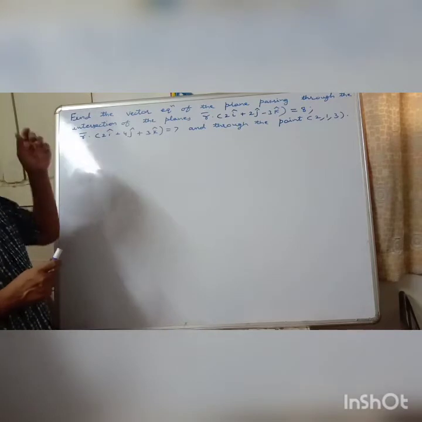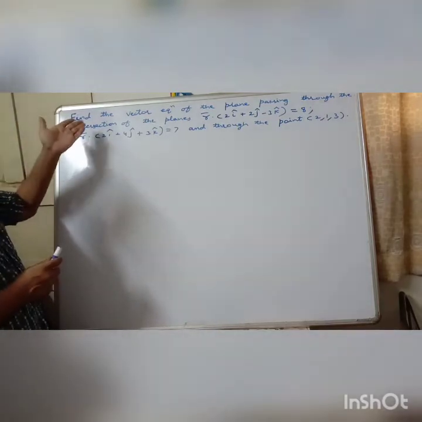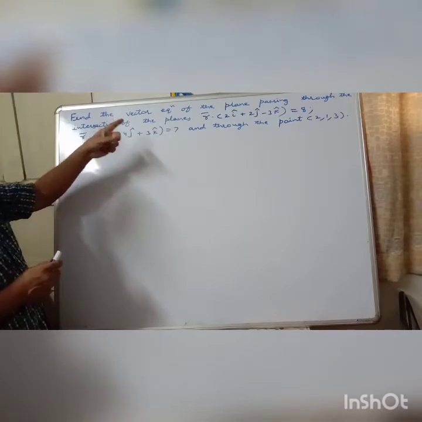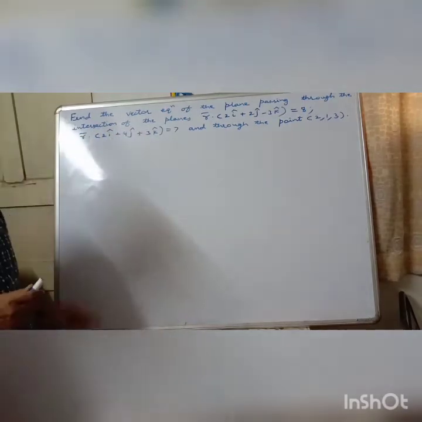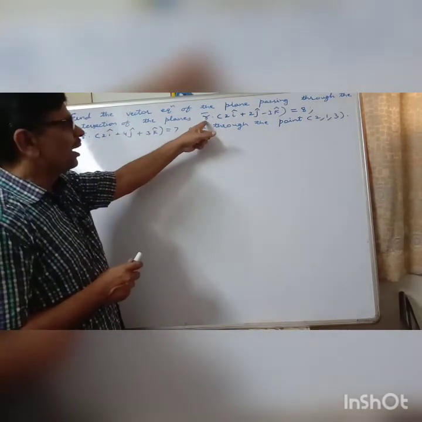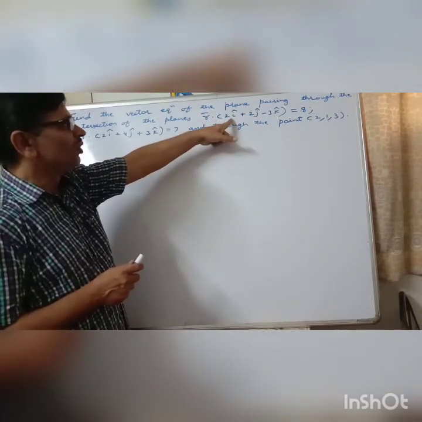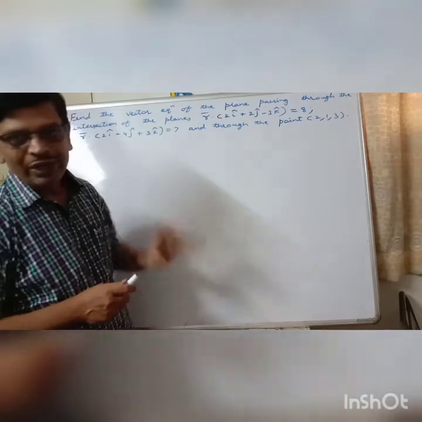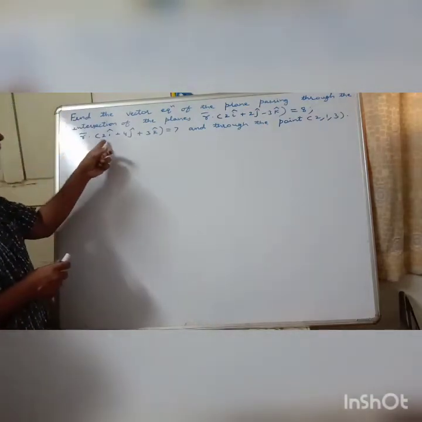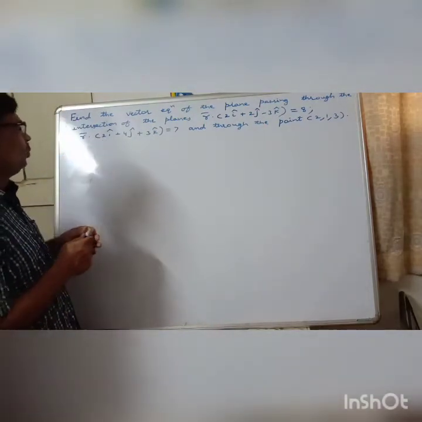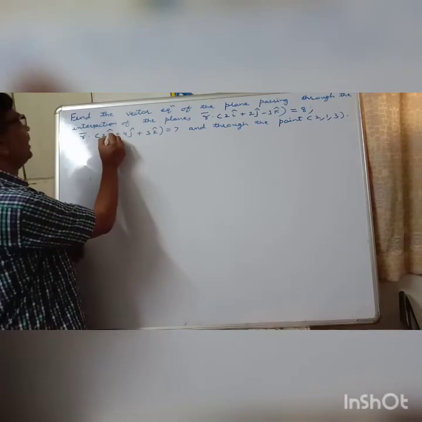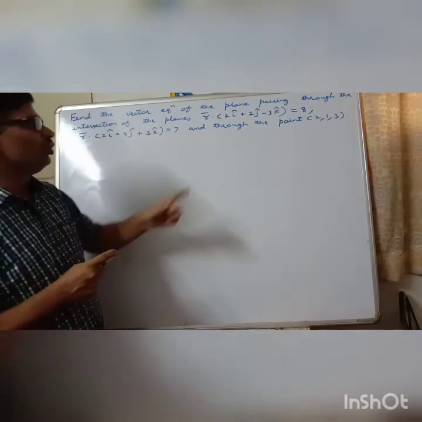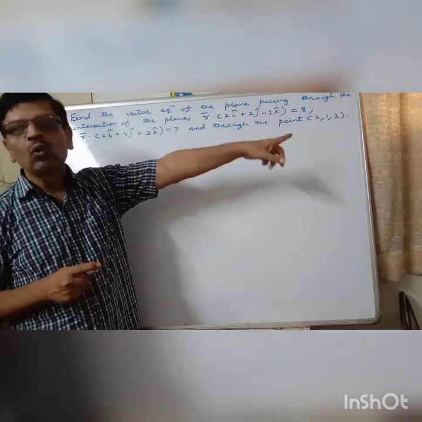Now let us see this example. Find the vector equation of plane passing through intersection of planes R bar dot (2i plus 2j minus 3k) equal to 8, R bar dot (2i plus 4j plus 3k) equal to 7, and through the point (2, 1, 3).